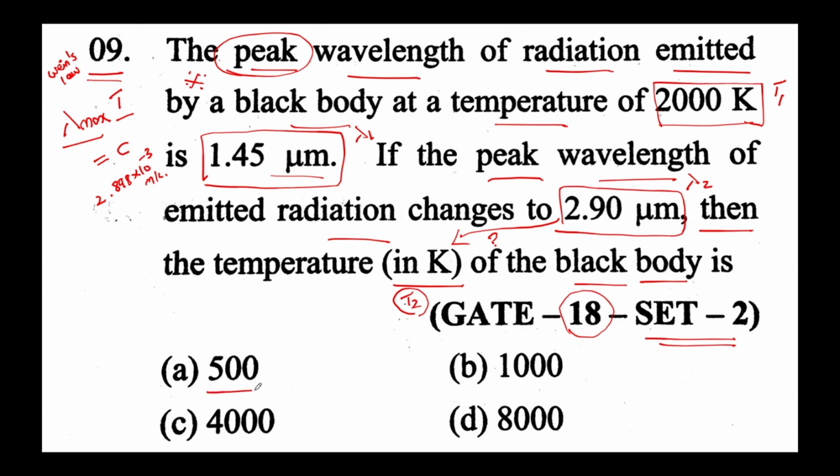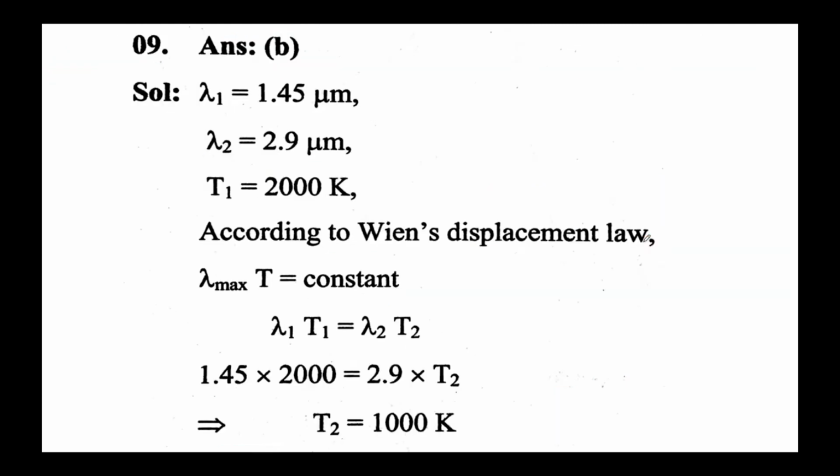Option A is 500 Kelvin, option B is 1000 Kelvin, option C is 4000 Kelvin, and option D is 8000 Kelvin. This is a straightforward 1 mark question. These kinds of questions you can expect in any of the competitive exams, and without the usage of a calculator, you'll be able to do this in a matter of time. So we'll just get into the solution part.